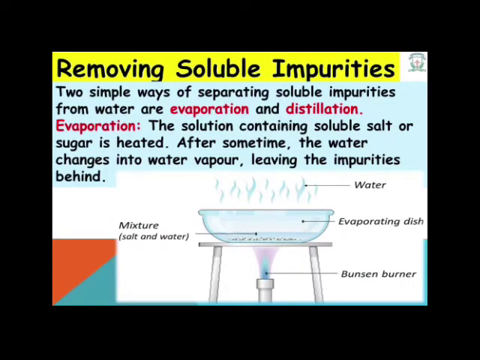Removing soluble impurities. Two simple ways of separating soluble impurities from water are evaporation and distillation. Evaporation. The solution containing soluble salt or sugar is heated. After some time, the water changes into water vapor, leaving the impurities behind.